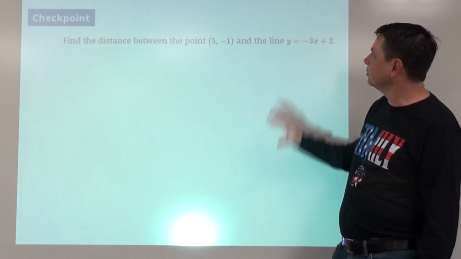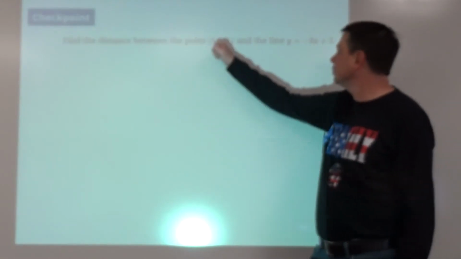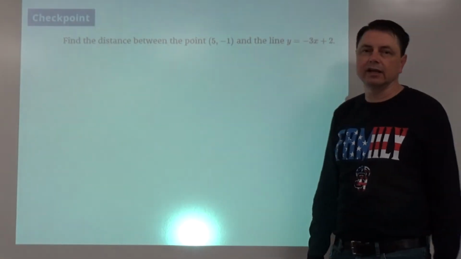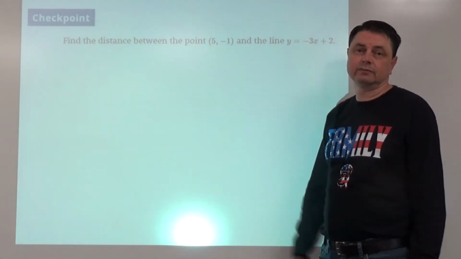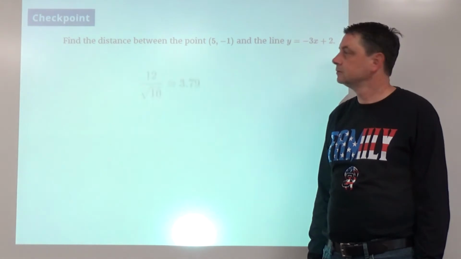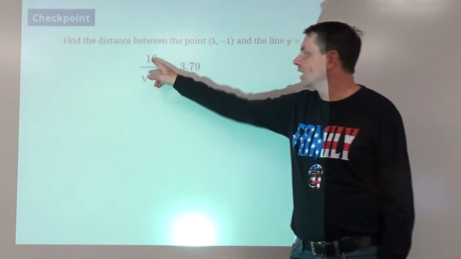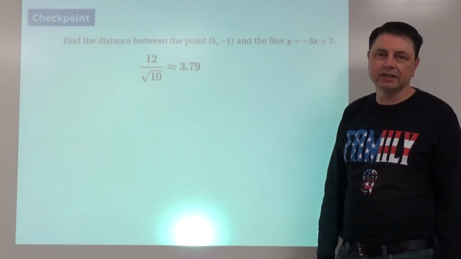All right, checkpoint, pause here as you find the distance between this point and this line. Don't forget, get this equal to 0. Exact value, 12 over the square root of 10, that's approximately 3.79.